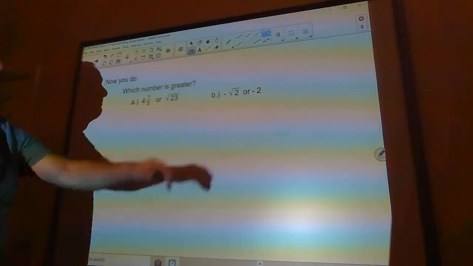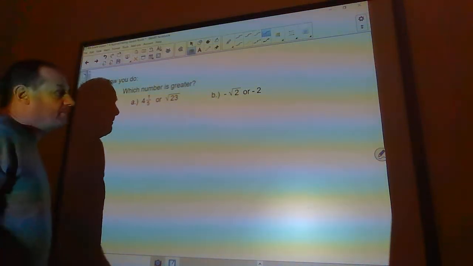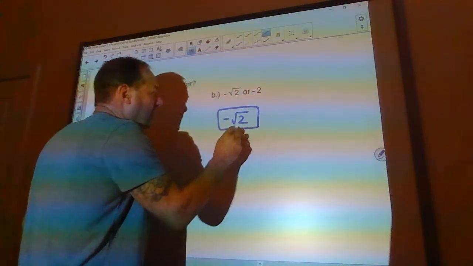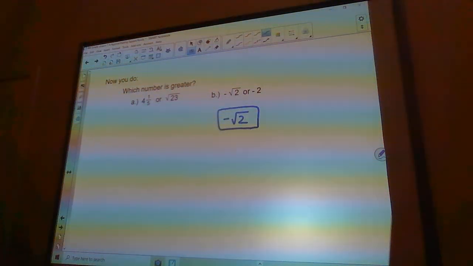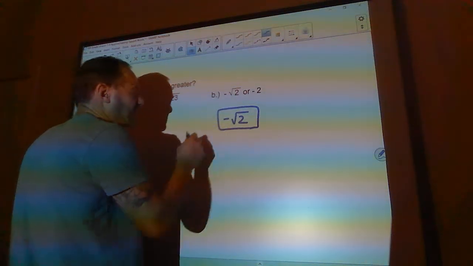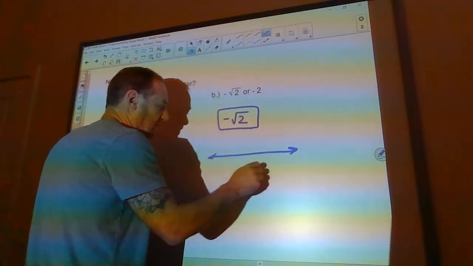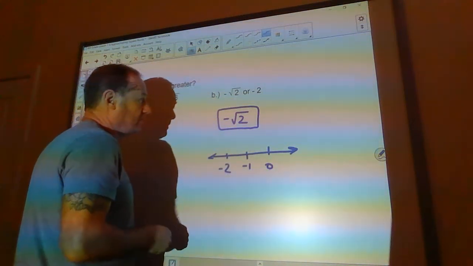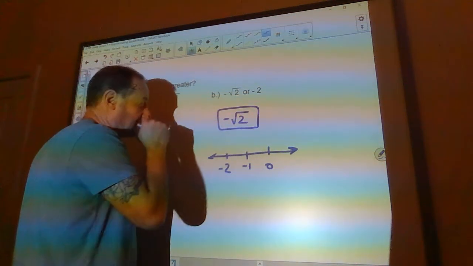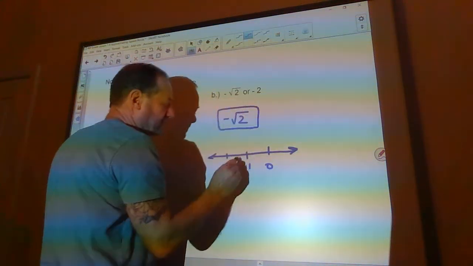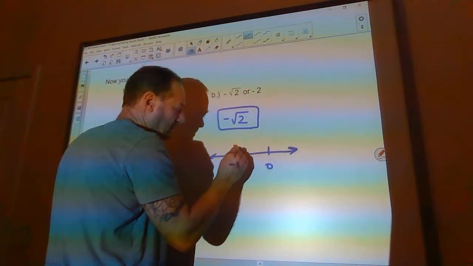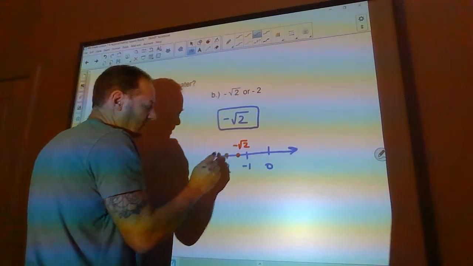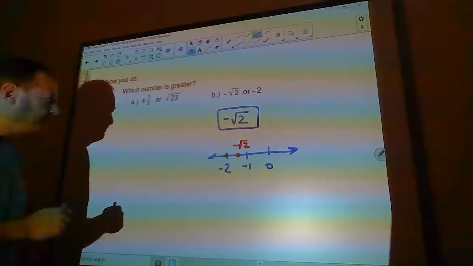Okay, I think we can do this one first because that's by far the easiest. The negative square root of 2 is going to be larger than negative 2. Now, the only reason that's confusing is because it's negative, but you remember on a number line, here's 0, there's negative 1, there's negative 2. And the negative square root of 2, that's about negative 1.41. So that's going to be like right here. And then negative 2 is right there. This is the bigger number.